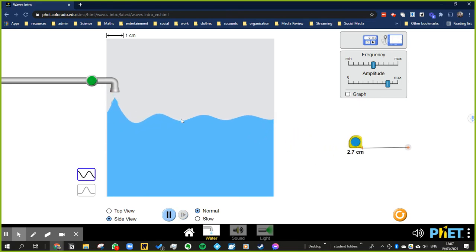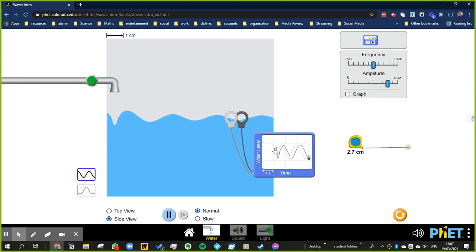This is what the water wave would look like from above. What else can you do with this? What's this measuring? This is measuring the water level, so you can measure the water level at two different places.